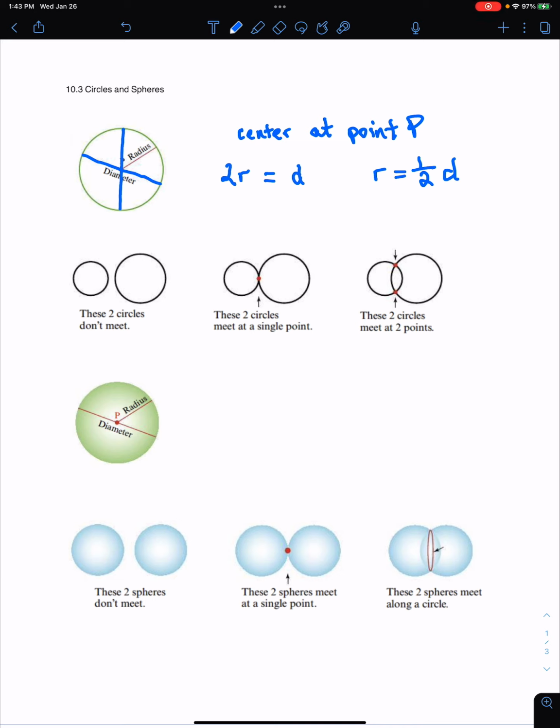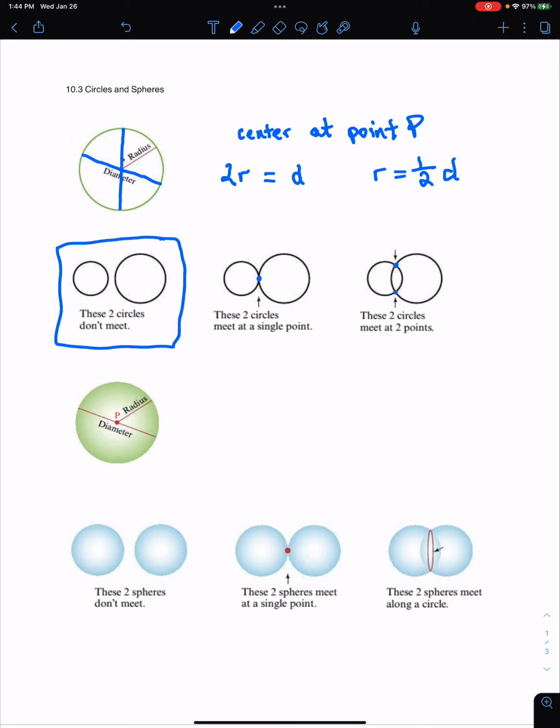Let's talk about circles and how they can intersect each other. So we have 2 circles in this drawing here, and these 2 circles don't meet or don't touch each other. So circles can not intersect each other. Circles can also intersect each other at one point, and circles can also intersect each other at 2 points. So those are basically the 3 ways that circles can relate to each other.